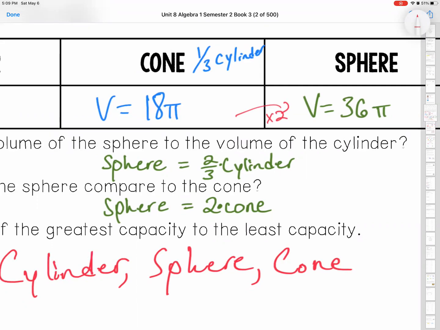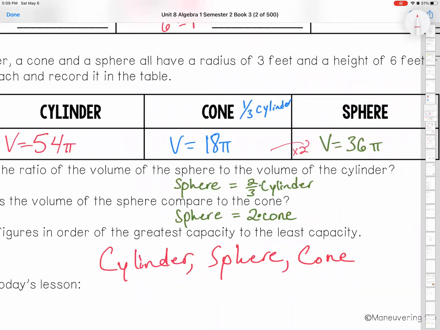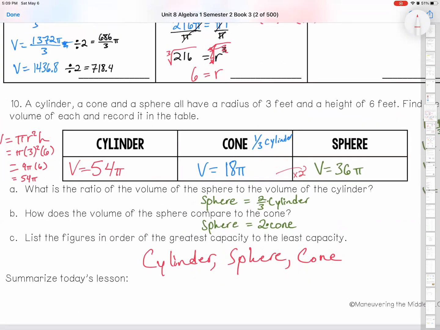And then from the greatest to the least capacity, well, the cylinder is going to hold the most. It's got 54 pi, the sphere is second, and then finally the cone is last. I'll go ahead and let you guys summarize today's lesson, especially honing in on the sphere. Pretty powerful, volume and item defined. And then we'll come back together really fast for one last quick question.